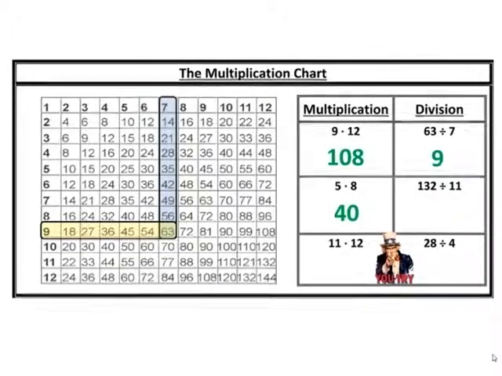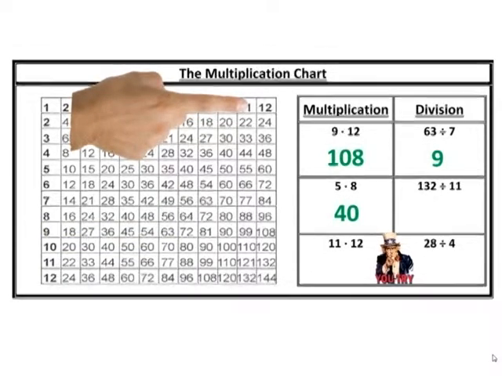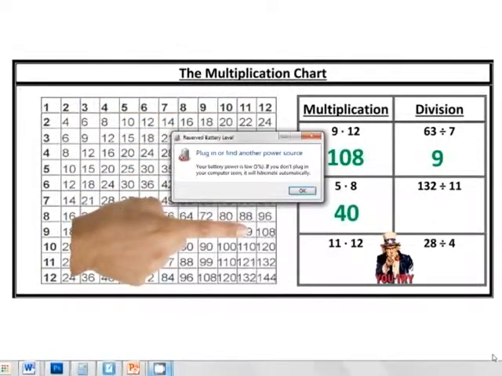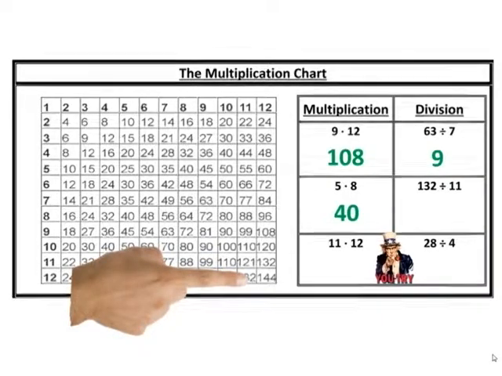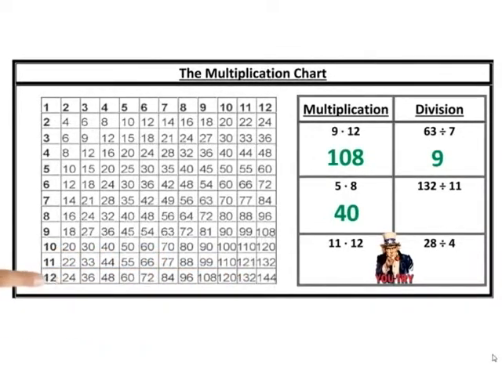132 divided by 11. In this case, I'm going to start at my 11, with my finger on the 11. I'm going to move down until I hit 132. I'm going to move straight over until I hit the 12, and there is my quotient. On your own, try 11 times 12 and 28 divided by 4.